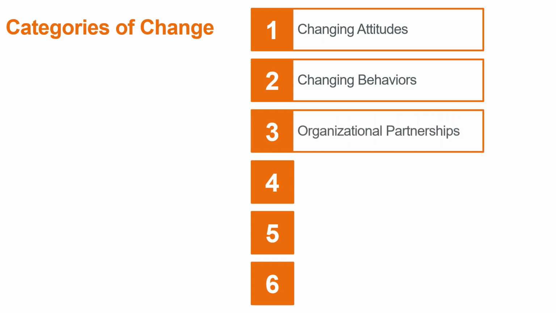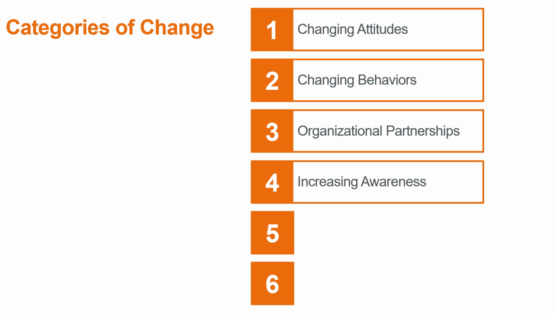Next is organizational partnerships, which is when we are helping participants to establish or strengthen a relationship between institutions or a group of institutions. These partnerships are situated institutionally rather than personally, and they can be between many different types of institutions. Next up is increasing awareness, which is when we are increasing participants' knowledge around an idea or specific information.